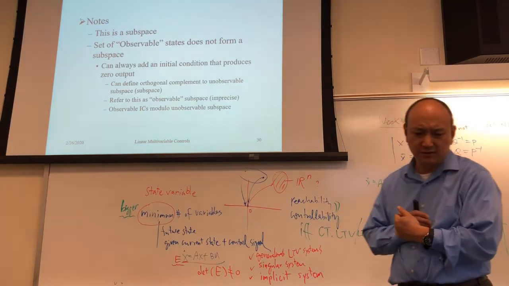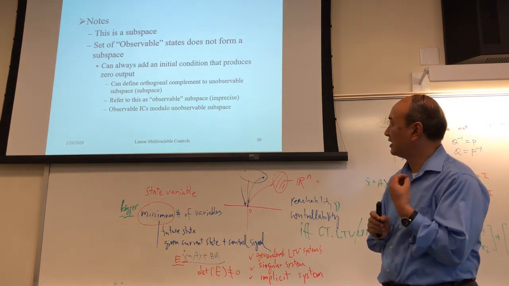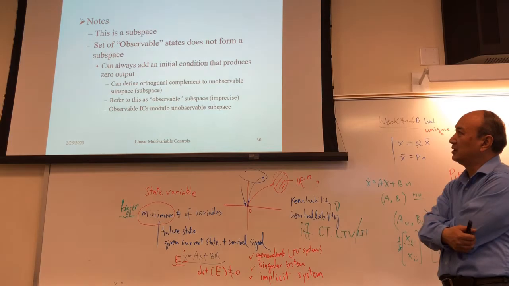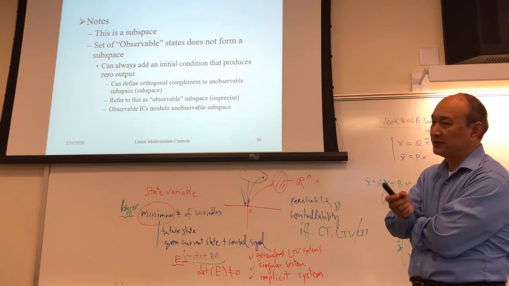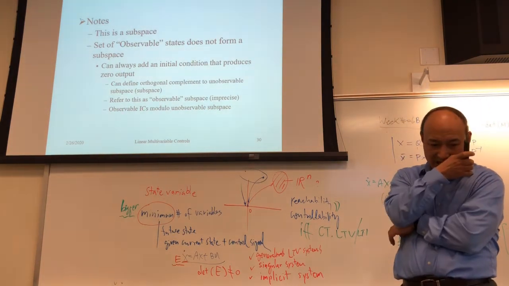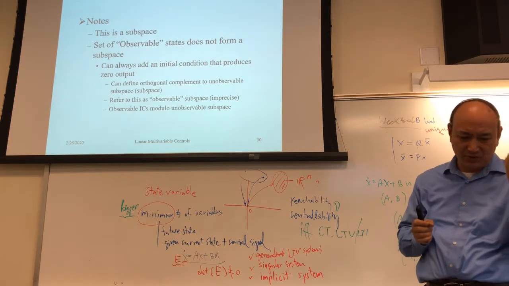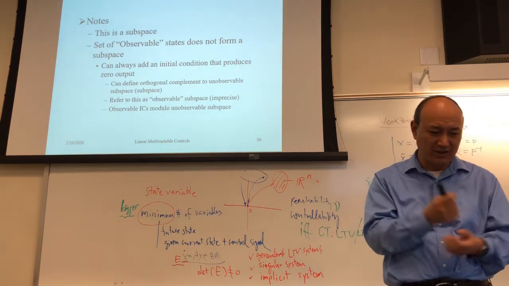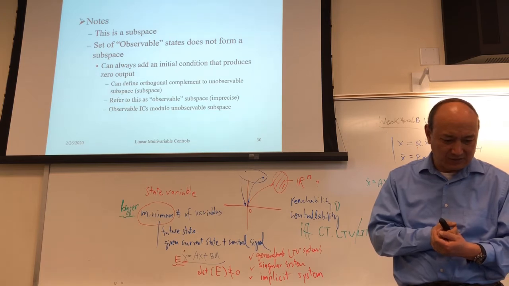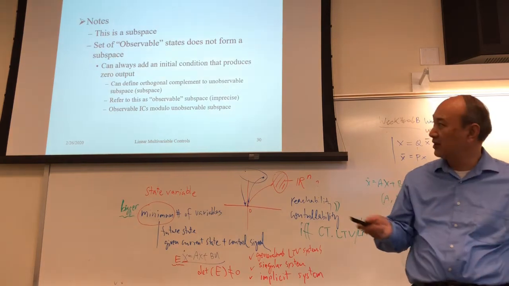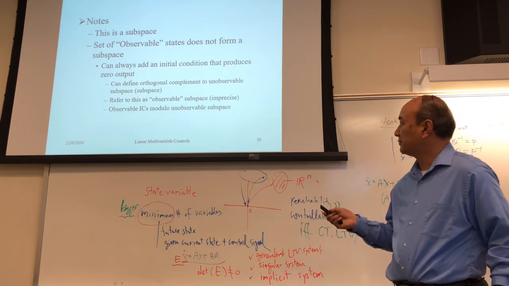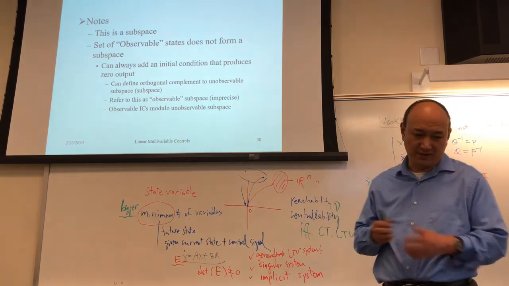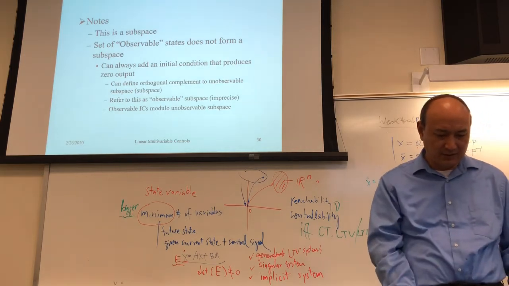So here we need to revisit what it means to be observable. Because with observability, you can always add an initial condition that produces a zero output. So you tune that initial condition until you see the output is 0. So the observable initial condition needs to be in the unobservable subspace, it needs to contain that.